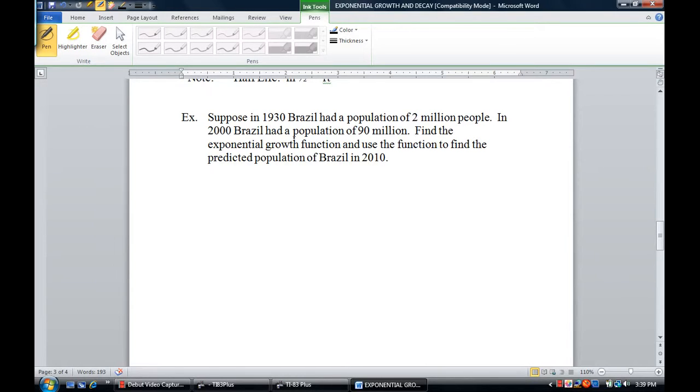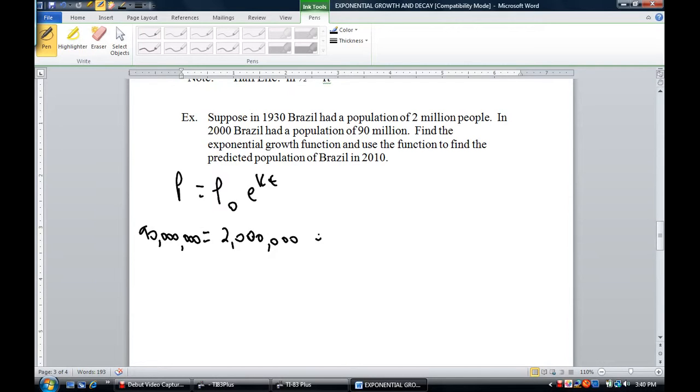Now here's the thing. The formula we're going to use is P equals P sub 0 e to the kt. As of right now, we know that the initial amount, 2 million people, is our P sub 0. I'm going to use all the zeros just to be safe. And our final amount for this first information, in the year 2000, there were 90 million. Now, we don't know what k is. It's not given anywhere. And in fact, we don't know what t is. Or do we? Well, let's think about it.